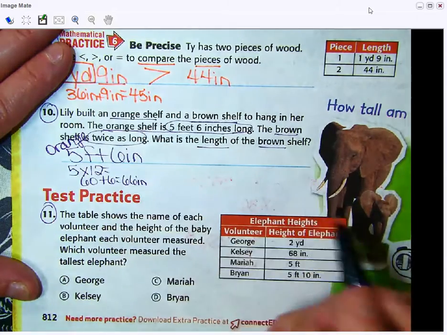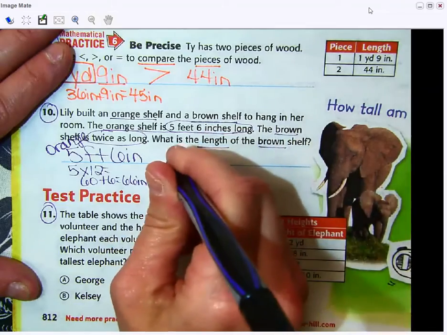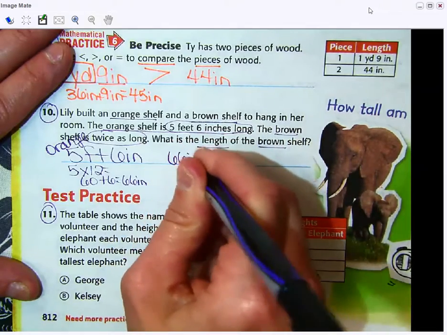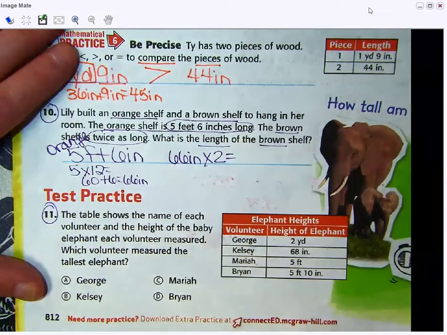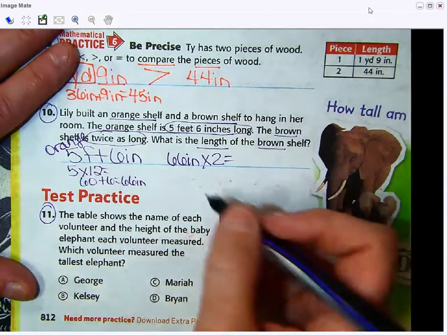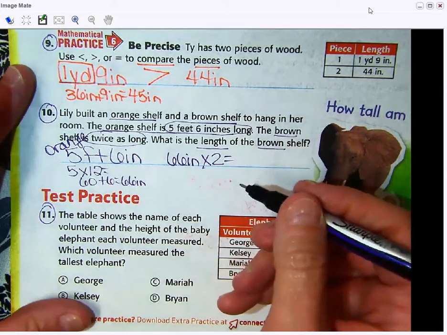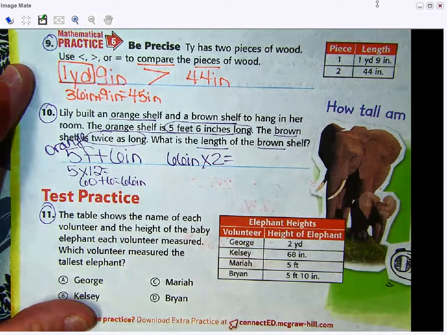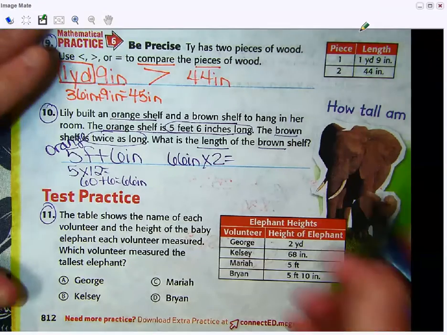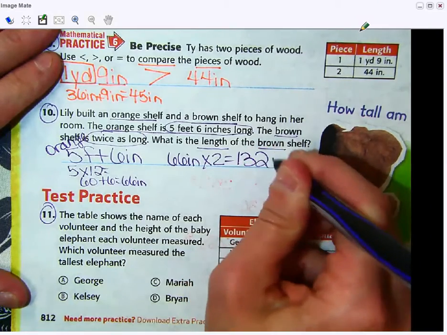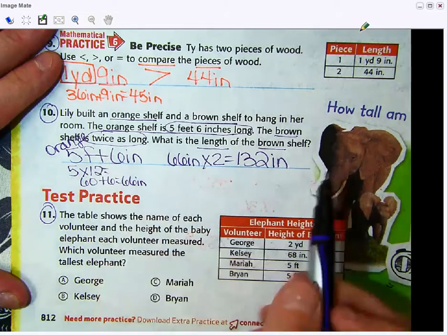Okay, but the brown shelf is going to be twice this long. So the brown shelf is going to be the 66 inches times 2. And again, make sure that you are pausing the video to solve before you check. So we have 66 times 2, and that will be 132 inches. Because it doesn't tell you to convert it to inches or feet, it's just trying to figure out how long the brown board or the brown shelf will be.